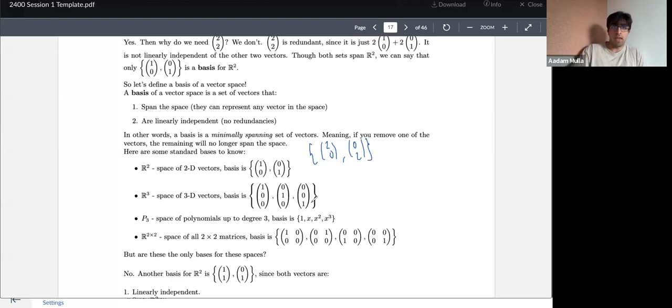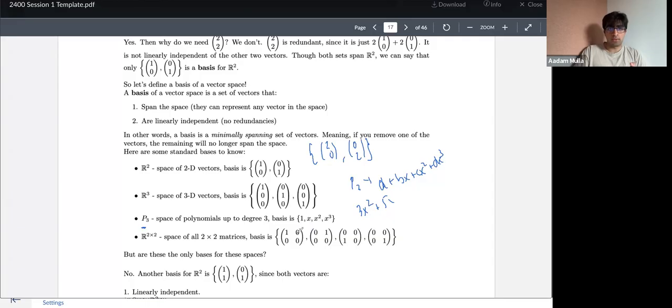Same thing for R3. P3, this should be a term you should get used to seeing now. P3 means the set of all polynomials up to degree 3. So degree is the highest power in the polynomial. So P3 is basically any polynomial of the form a plus bx plus cx squared plus dx cubed. And so obviously a basis is going to be all of those basis polynomials because you can just add those up and scale them to get whatever polynomial you want, right? If I want to get 3x squared plus 5x, I'm going to take 0 of this guy, 5 of this guy, 3 of this guy, and 0 of this guy, right?